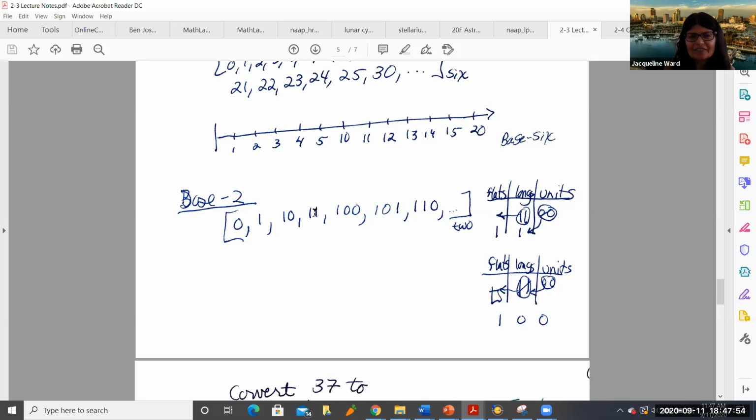Add 1, you have 11. And then when you add another one, you have 2 ones. You would exchange it for a long, but then you have 2 longs, so you exchange that for a flat. So you have 1 flat, 0 longs, and 0 ones. And then you add 1, you have 101. If you add another one, now you have 2 units. You could exchange that for 1 long, etc.